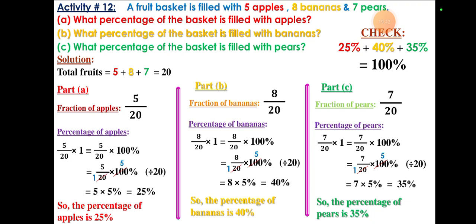The percentage of apples is 25%, and the fraction of bananas is 8 over 20, so percentage of bananas is 8 over 20 multiplied by 1, that equals 8 over 20 multiplied by 100%. 20 and 100 are both divided by 20, so I'll get 8 multiplied by 5%, that is 40%. So the percentage of bananas is 40%, and then I have the fraction of pears, that is 7 over 20, so percentage of pears equals 7 over 20 multiplied by 1 equals 7 over 20 multiplied by 100%. Now 20 and 100 are divided by 20, so I'll get 7 multiplied by 5%, I'll get 35%. So the percentage of pears is 35%.